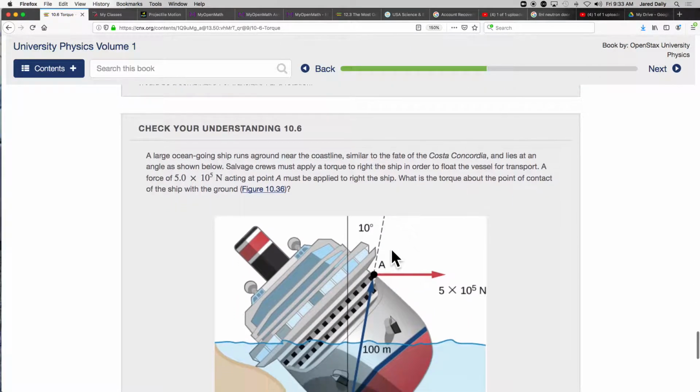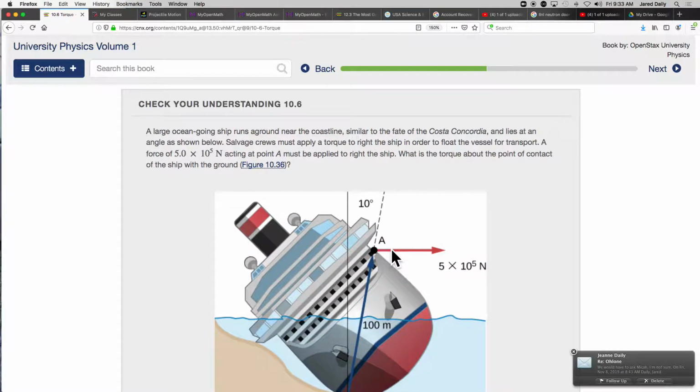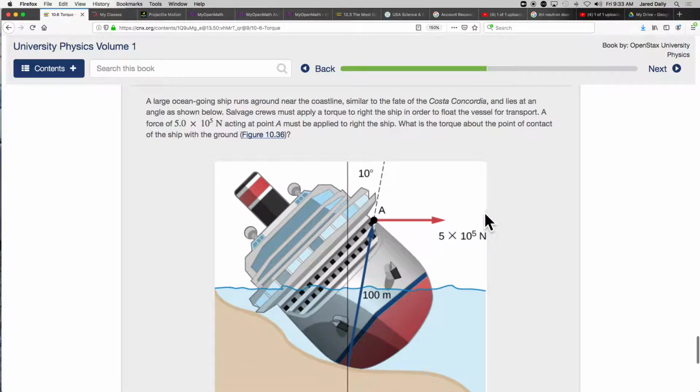All right, so here's another one. A large ocean-going ship runs aground near the coastline and lies at an angle. Salvage crews must apply a torque to right the ship in order to float the vessel for transport. A force of 5 times 10 to the 5 newtons acting at point A must be applied to the ship. What's the torque about the point of contact of the ship with the ground?